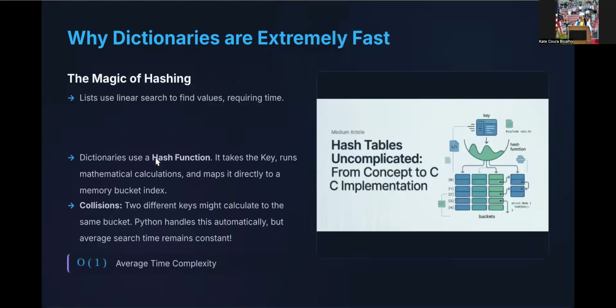And why are dictionaries fast? It's all about hashing. Lists use linear search to find values. Whenever you do like, if i is in list, that is using linear search, which is why it's O of n efficiency. But dictionaries use a hash function. Essentially, it takes the key of the dictionary, hashes it with some mathematical calculation, and puts it in a bucket, right?